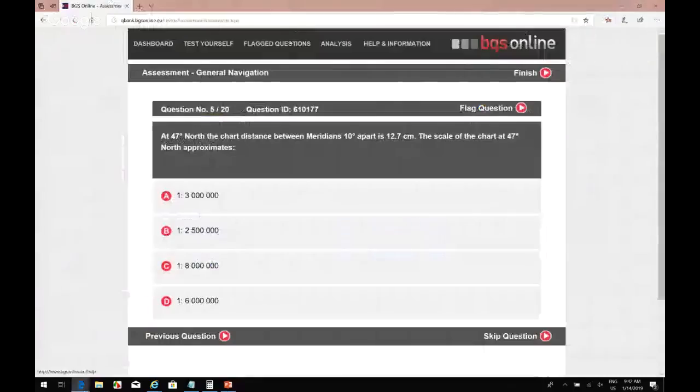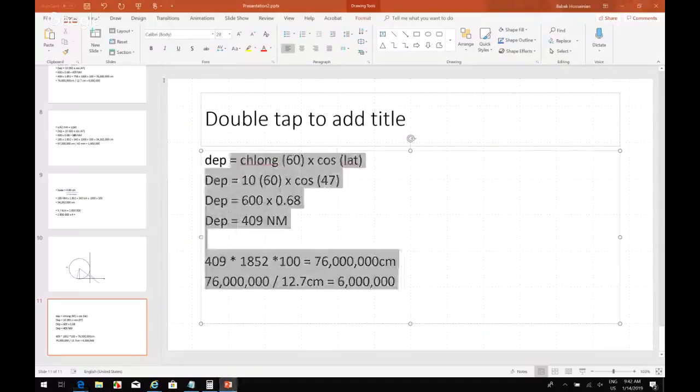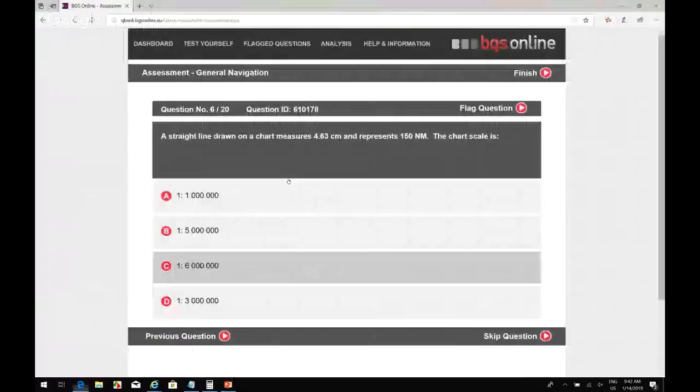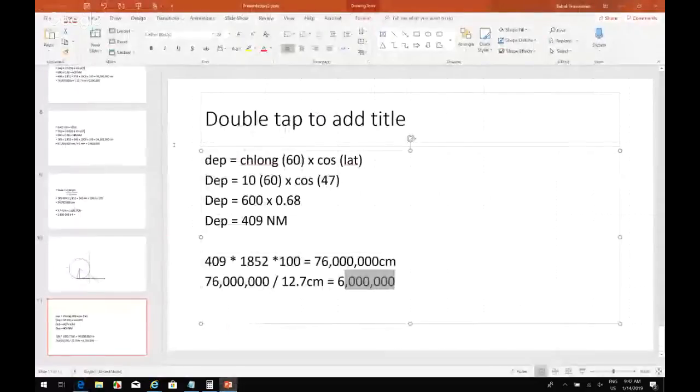So the answer is 1 to 6 million. Next question. A straight line drawn on the chart measures 4.63 centimeters and represents 150 nautical miles. The chart scale is 1, so we're going to do this again. 150 nautical miles. So we'll skip all of this bit up here. We'll just do 150 nautical miles.